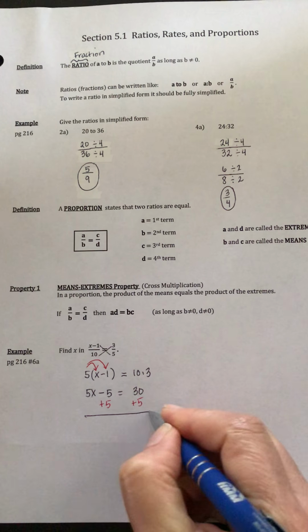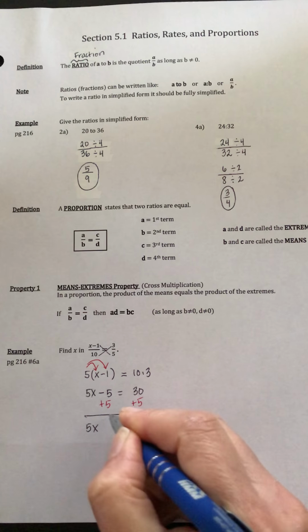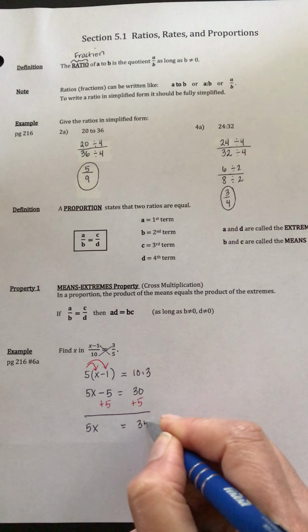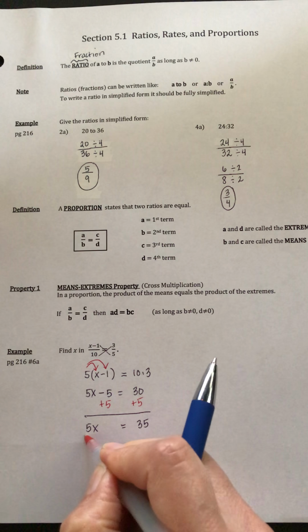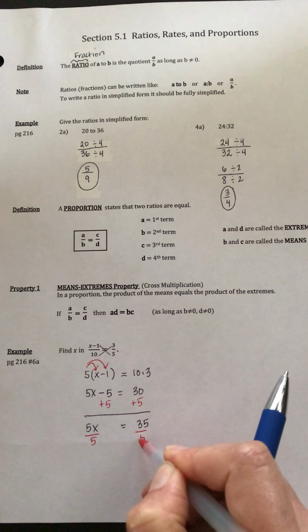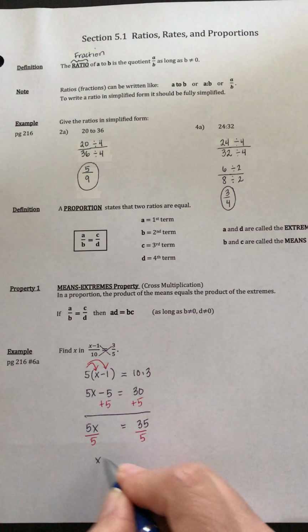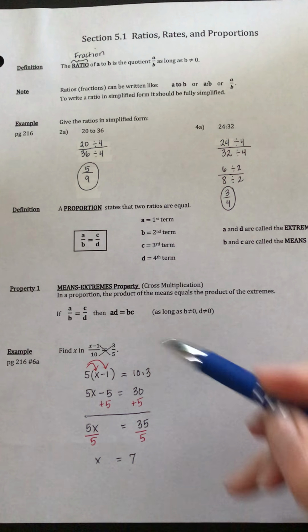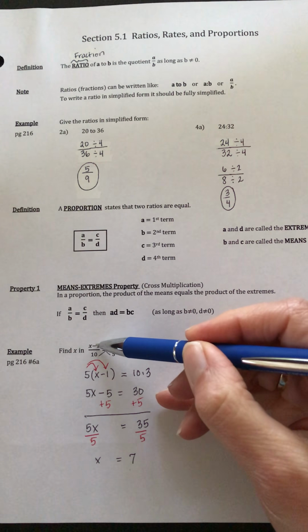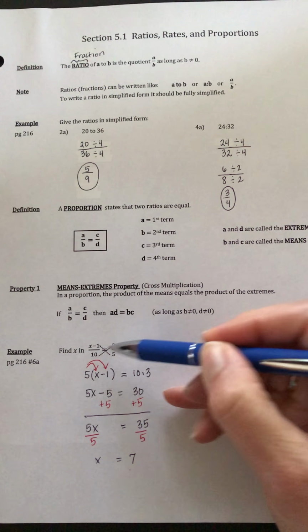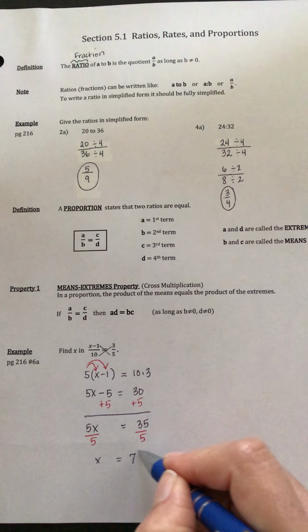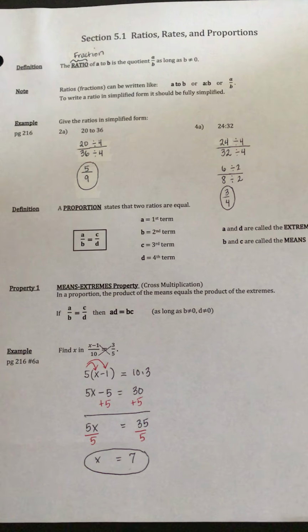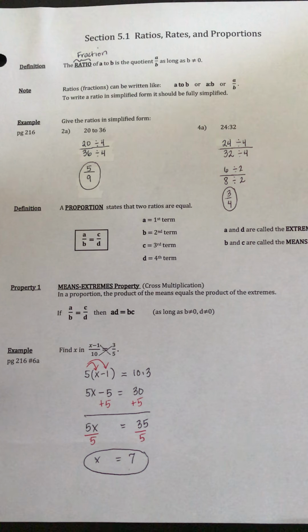to get that 5x, that's 0, equals 35. And then finally divide by 5 on both sides, and we have that x equals 7. That's the final answer. If we wanted to check it, we could put it in, and you'd see that 7 minus 1 is 6. You'd have 6/10, and that simplifies into 3/5. So it is true. That's our answer, and we're done with page 1.